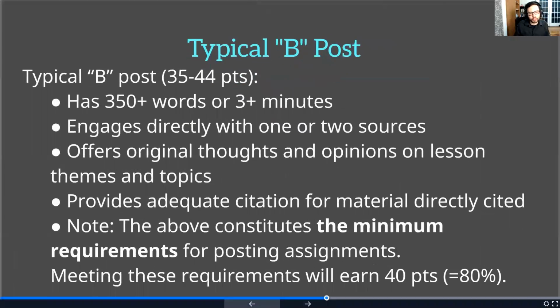So that's an A post. A B post is a little bit less than that, but still meeting the minimum requirements. So the minimum requirements are 400 words. If you have around 350 words, 400 words, you're in the B level post, 3 minutes of video.